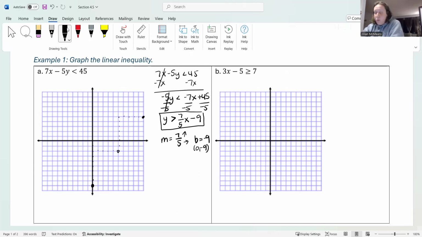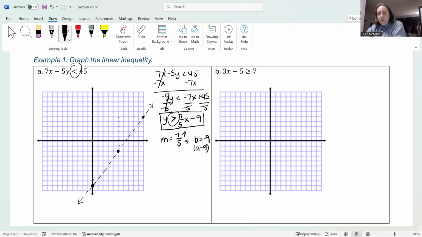Anyway, we need to connect these points, but we want to tap the brakes, slow down, and think about what we need to do, okay? When you're graphing these inequalities, you either use a solid line or a dotted line. In this case, we have a strict inequality. That means we cannot include the points on the line, so we want to connect with a dotted or dashed line.